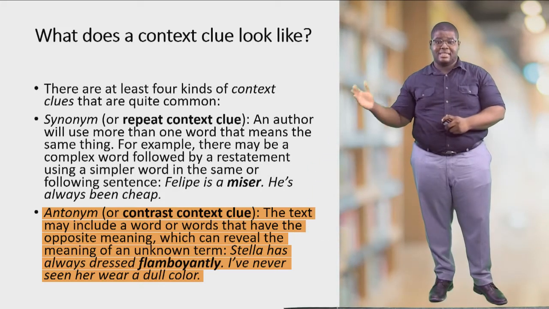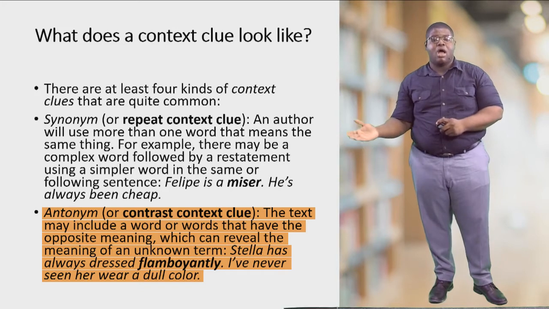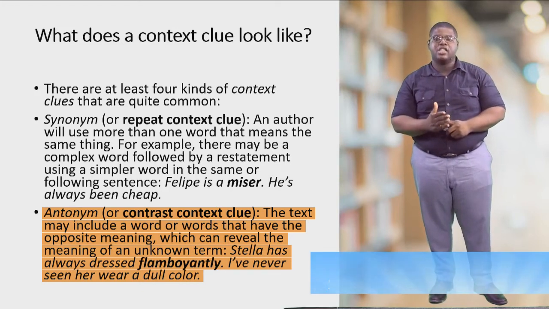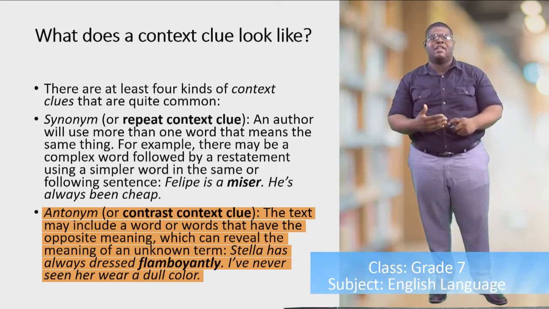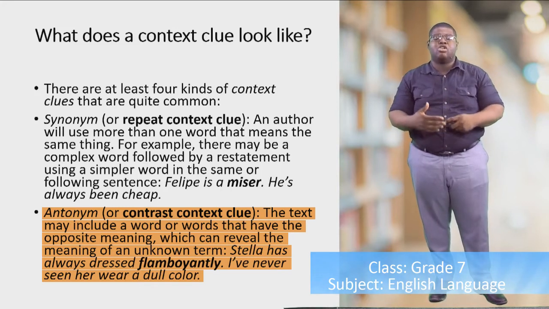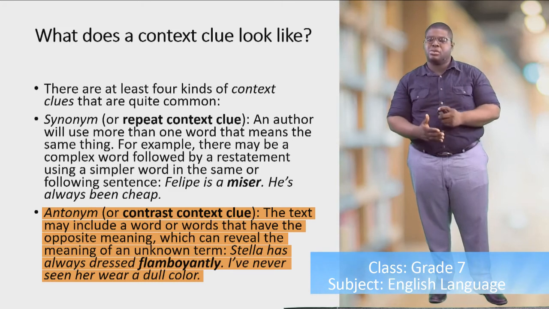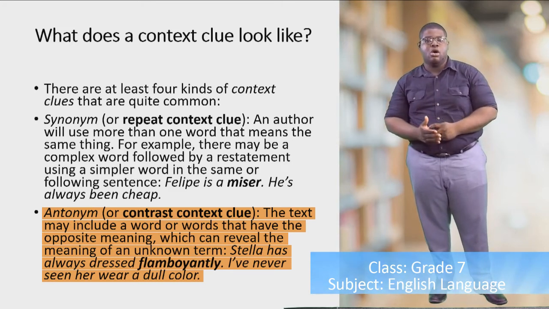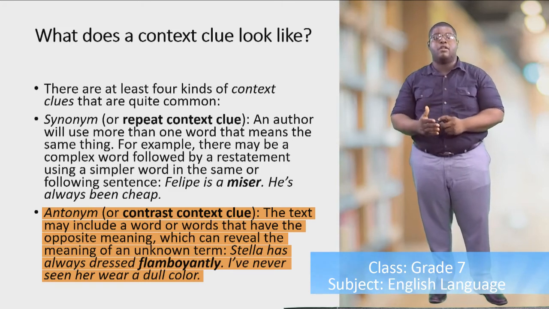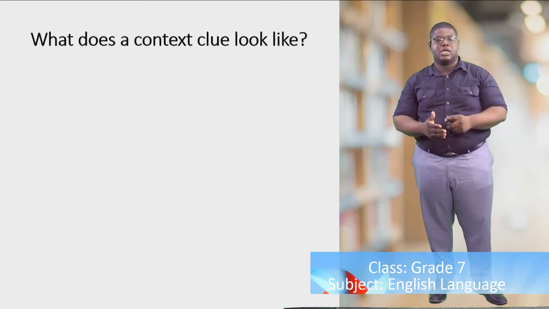So the second sentence contrasts the first one. So it helps you to understand when we talk about flamboyant. Flamboyant talks about something that's colorful, something that is bright. So that's how context clues can help you to understand the meaning of an unfamiliar word or unfamiliar words. Let's continue.